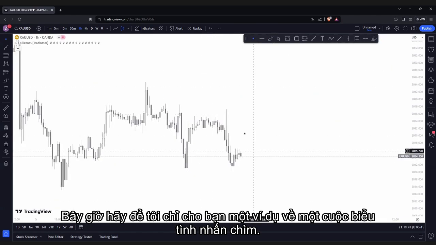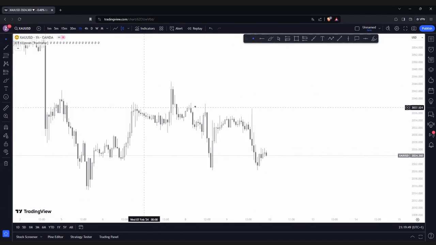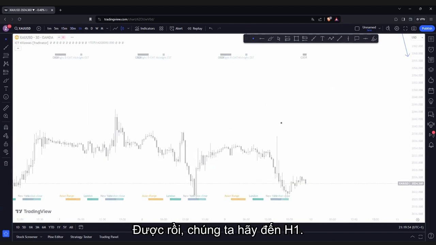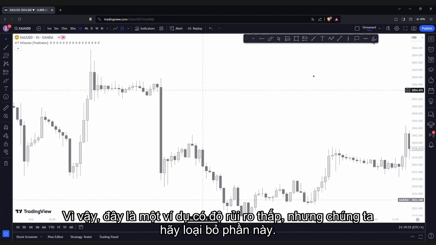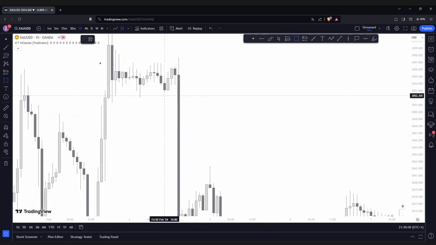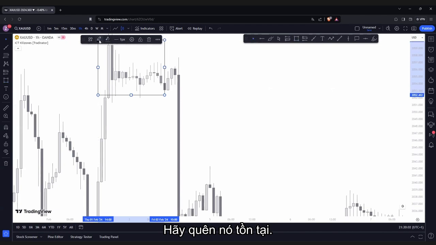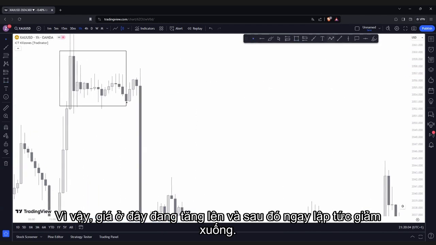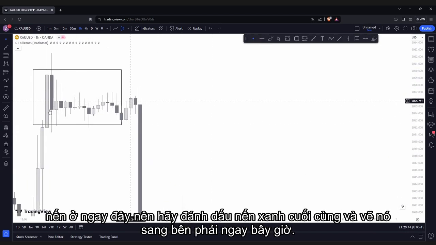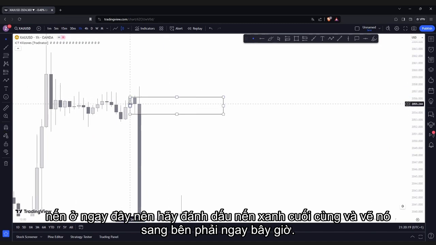Now let me show you an example of a rally engulfing. So let me go to the M30. Okay, let's go to the H1. So here, this is a low risk example, but let's just remove this part, guys. Forget it exists. So price here is going up and then instantly down. So this is a bearish move. You're going to look for the last green candlestick. The last green candlestick is right here. So mark the last green candlestick and draw it to the right.